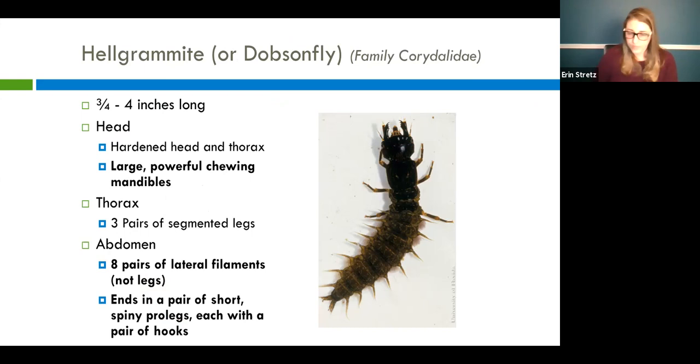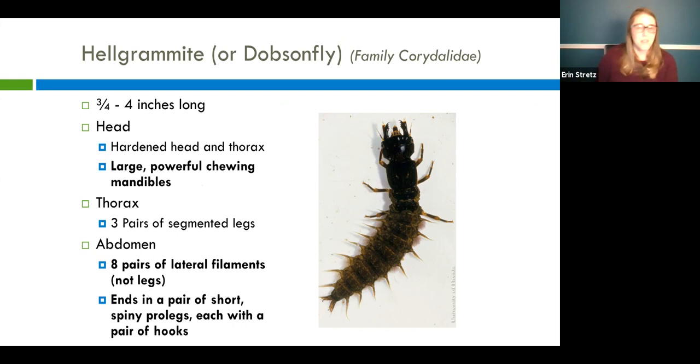The hellgrammite or Dobson fly. So I may use these words interchangeably. I found that I have no control over how I describe these bugs. So hellgrammite is the term typically used by fishermen. This is really popular to use for bait for fishing. And Dobson fly is maybe the more scientific term to refer to these individuals. But either way, it's the same thing that we're talking about.